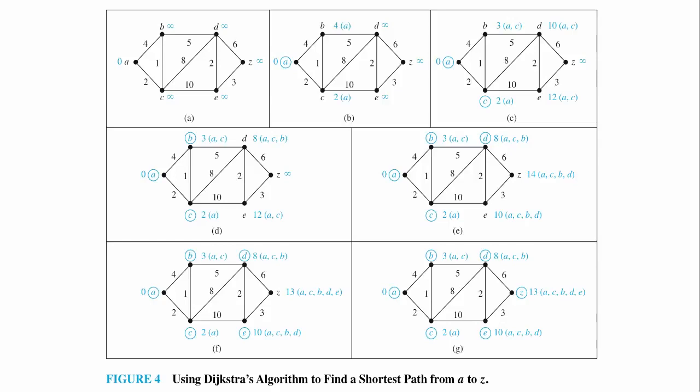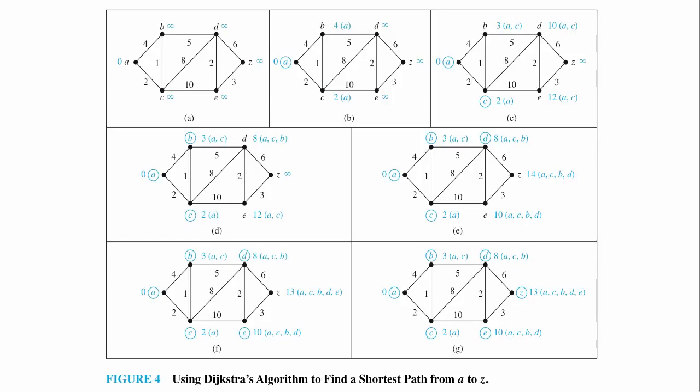And the label of every vertex not in S is the length of a shortest path from A to this vertex that contains only, besides the vertex itself, vertices in S. When k equals 0, before any iterations are carried out, S equals the empty set, so the length of a shortest path from A to a vertex other than A is infinity.